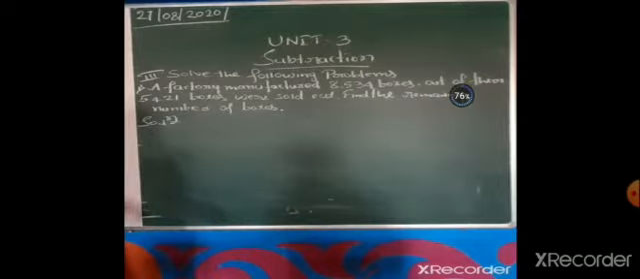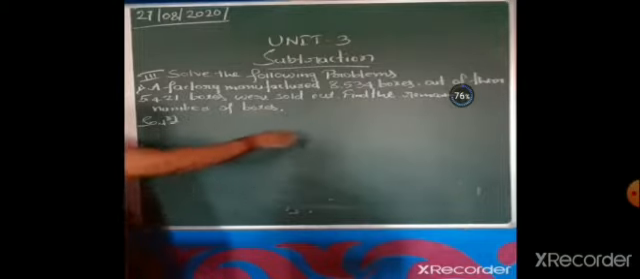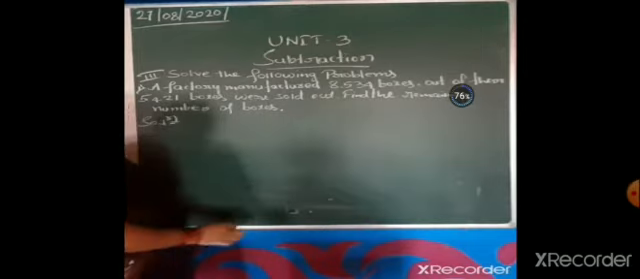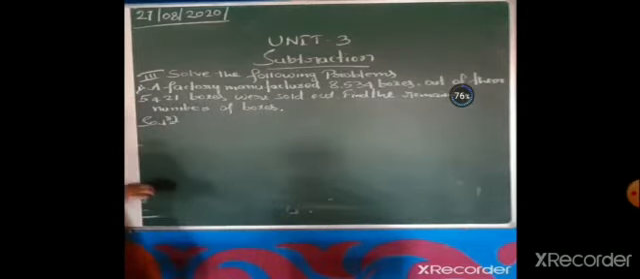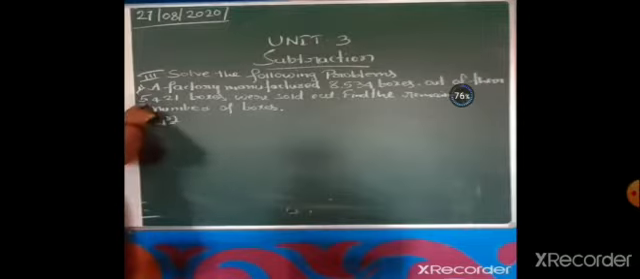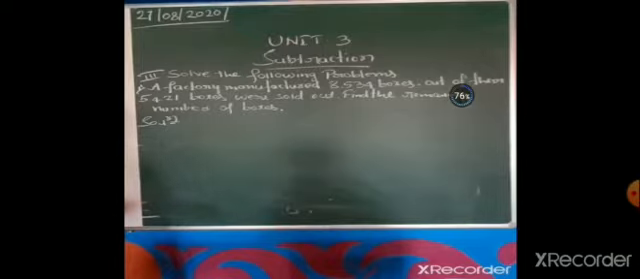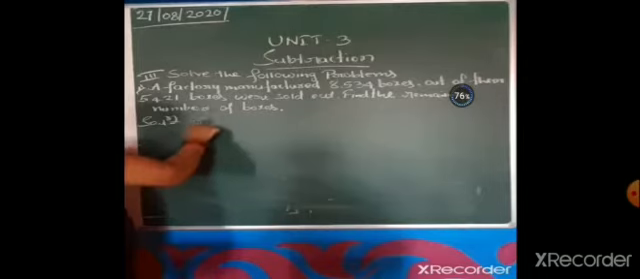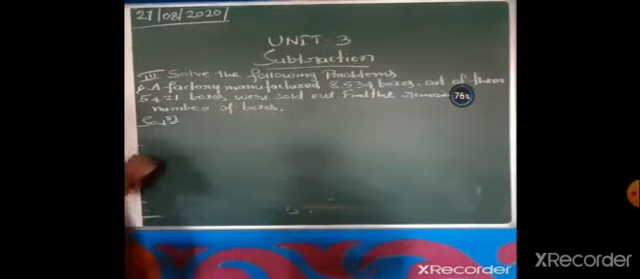See children, there is a factory. In that factory they manufactured boxes. How many boxes did they manufacture? 8534 boxes. Of those boxes, some were sold out. How many boxes did they sell? 5421 boxes were sold out. Students, now we find the remaining number of boxes. Now you start with the statement.